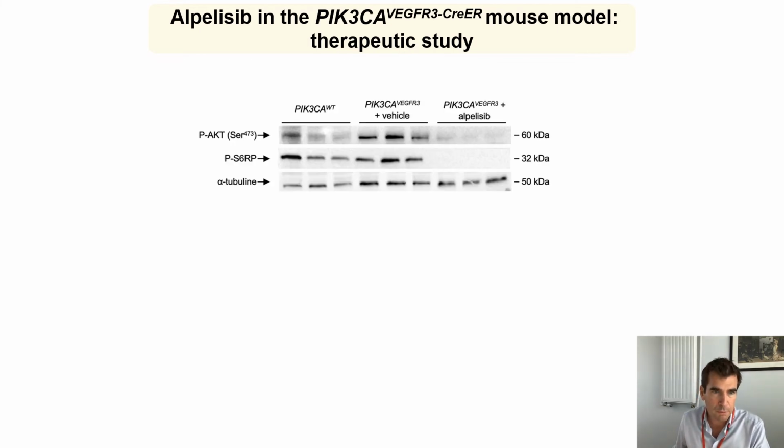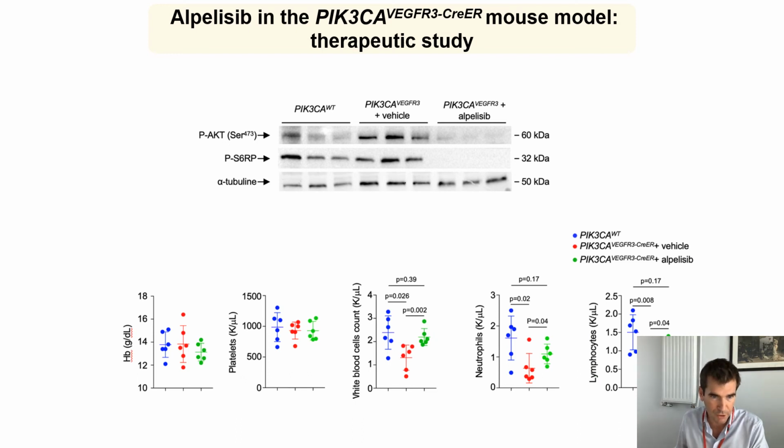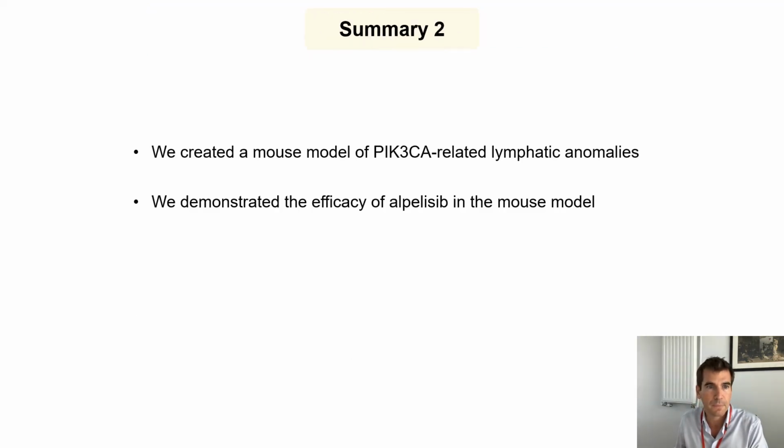We did some Western blot analysis to show that the Alpelisib was able to block the phospho-AKT and phospho-S6 as expected, and also we checked the blood anomalies, and we saw that the Alpelisib was able to rescue, at least partially, the different white blood anomalies.